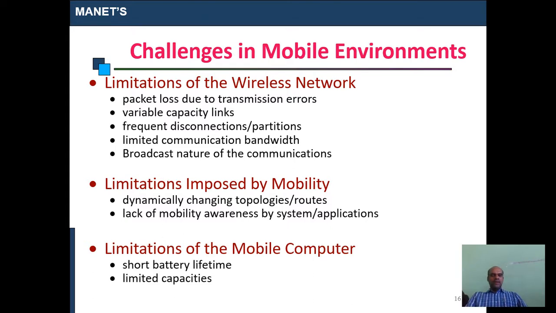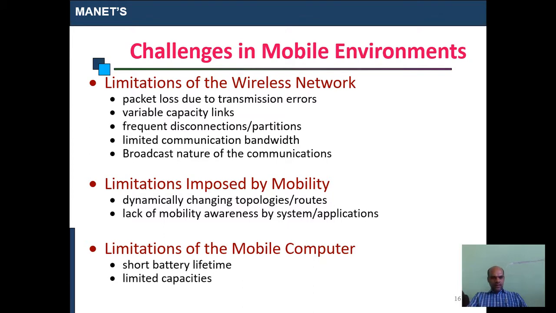As with other technologies, mobile ad hoc networks also have various challenges, like the limitations of the wireless network, which include packet loss due to transmission errors, variable capacity links, frequent disconnections as well as partitions, limited communication bandwidth, broadcast nature of communication, and limitations imposed by mobility. So there are dynamically changing topologies as well as routes, and lack of mobility awareness by system and applications.